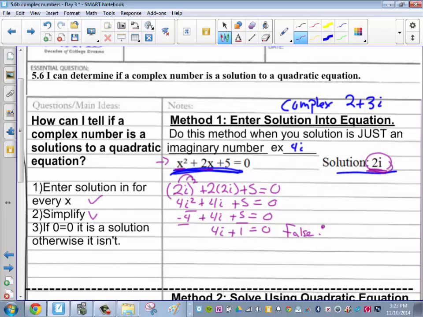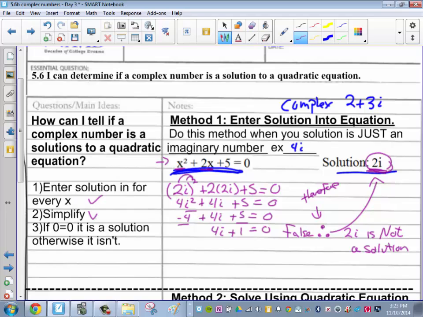Therefore, right here, this is a therefore. Right there, those 3 dots. Therefore, 2i is not a solution to this quadratic equation right there. So that is the method 1 for just entering them in.